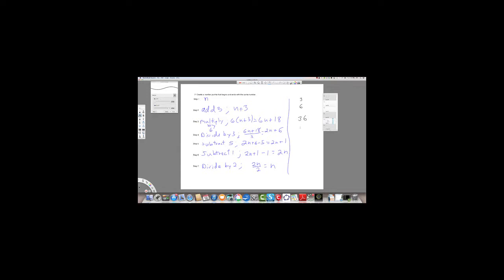I'll subtract 5. 5 from 12 is 7. I subtract 1. 1 from 7 is 6. I divide 6 by 2. I get 3, which is my starting number. So I've got a puzzle here that could work.